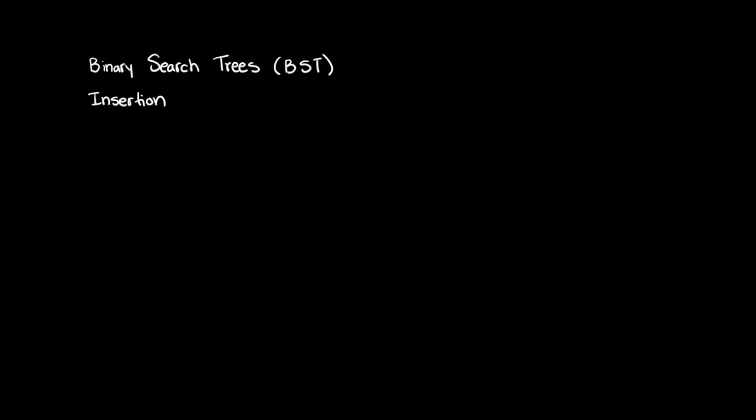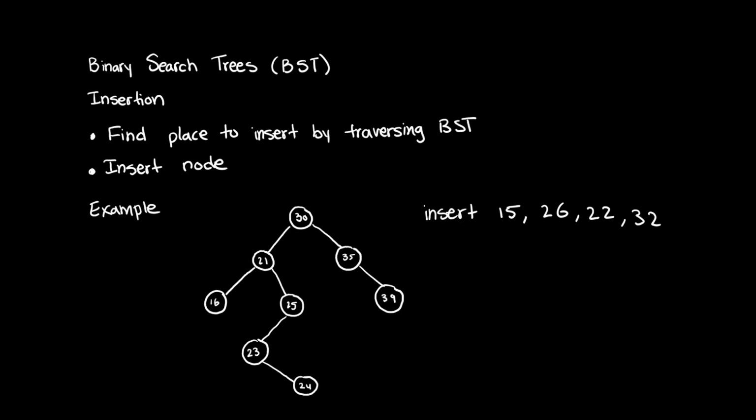Inserting into a BST is very simple. We traverse down the tree until we find the appropriate node and append the new node as a right or left child, depending on the BST property. Let's insert some nodes into this tree.